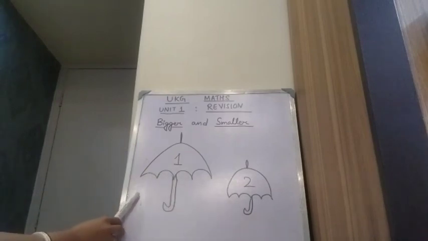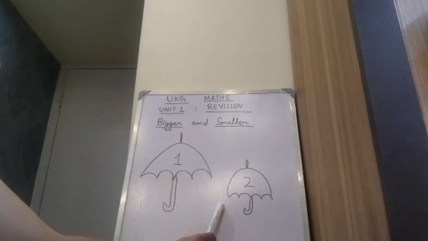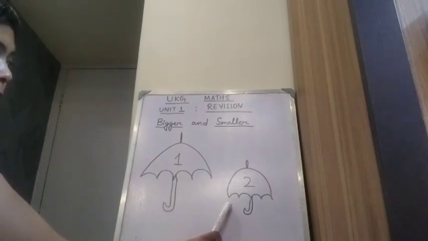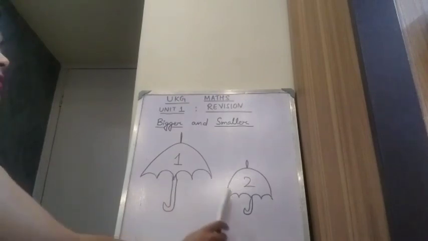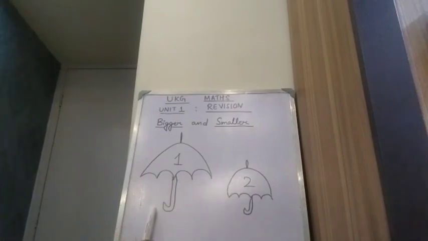I repeat, when we have two objects that are not equal in sizes, okay? So the first object is the bigger one and the second object is the smaller one. Big, small. Okay? So the first umbrella is bigger than the second umbrella. Or we can say like this, the second umbrella is smaller than the first umbrella. Okay? Now everyone, see page number 5 exercise.